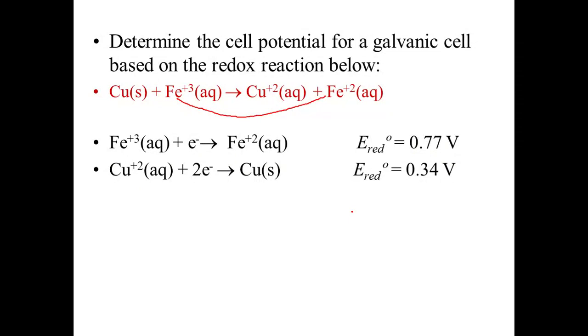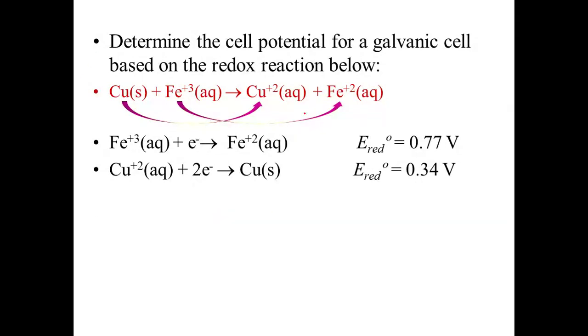Both reactions are written as reductions, but one of these reactions has to be reversed. If you look up at this equation, you can see that copper is the substance that has undergone oxidation, while iron has been reduced. So if copper has undergone oxidation, then we need to flip the reaction of copper. So we can look up there.